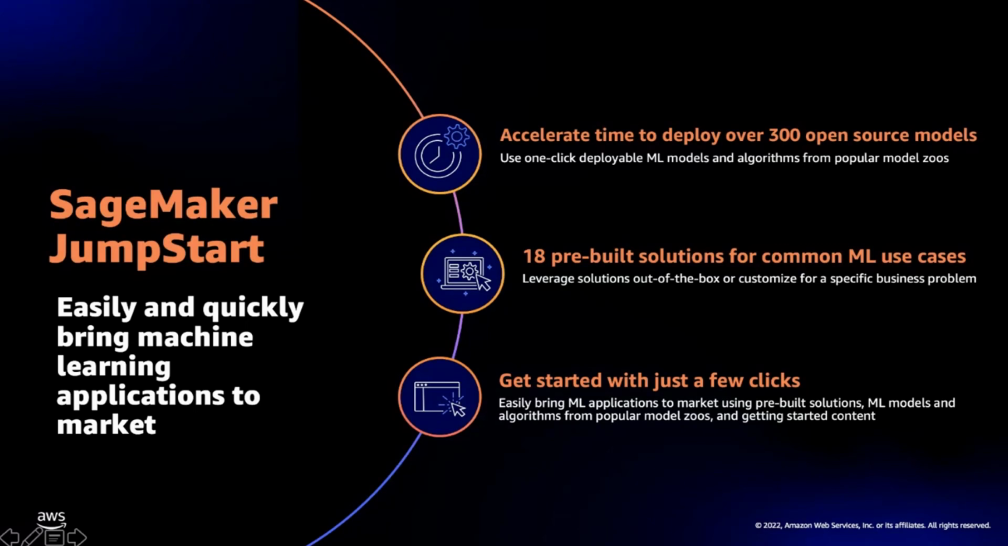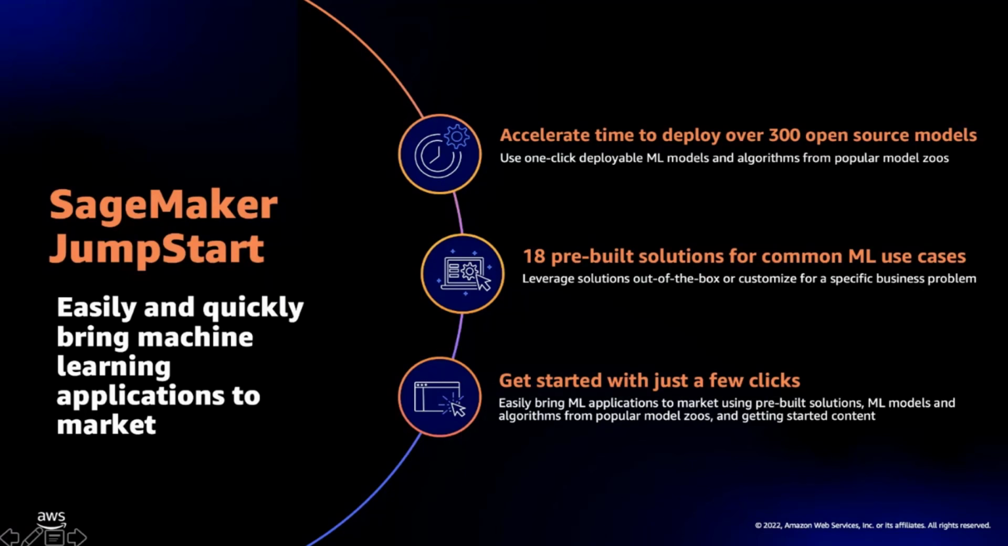First, it allows you to accelerate the time to fine-tune and deploy over 300 proven, reliable, and latest open source models. These include ML models and algorithms from popular model zoos like the PyTorch Hub or TensorFlow Hub that were pre-trained on open source datasets, which you can one-click deploy or fine-tune on JumpStart without having to get into all the weeds of machine learning frameworks and writing your own training or inference scripts.